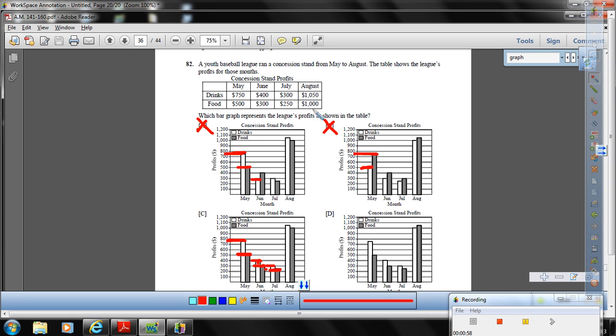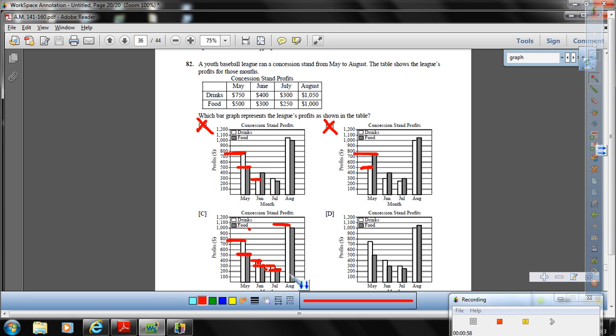Let's check the month of August to be sure that this is the right answer. Our graph shows us that in August they sold between $1,000 and $1,100 in drinks, which is $1,050, between those two numbers. So again, this is definitely close to being the right answer.